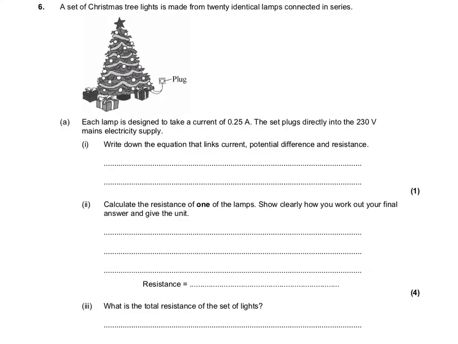So in the first part of the recording, you're told that you've got a set of Christmas tree lights made from 20 identical lamps connected in series. That's important. Each lamp is designed to take a current of 0.25 amps, and the set plugs directly into a 230 volt supply. Write down the equation that links current, potential difference, and resistance. So we've seen this a few times in this test. V equals I times R.